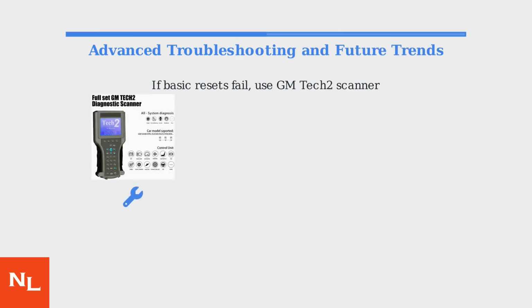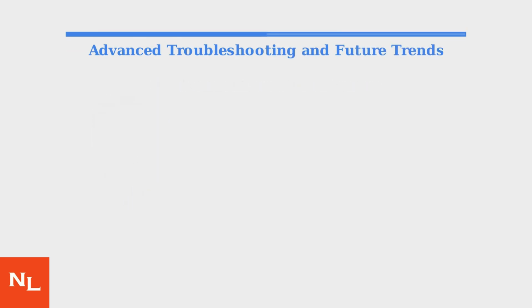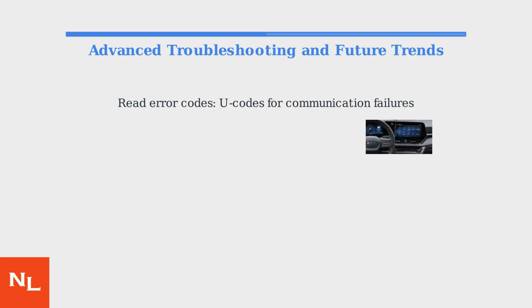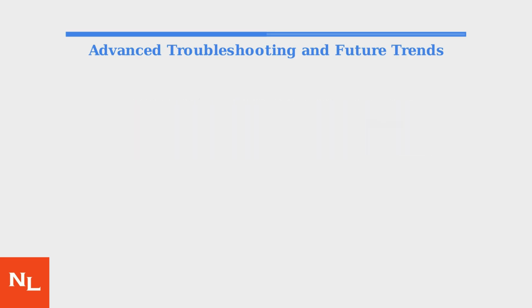When basic resets don't work, advanced troubleshooting is needed. Use a GM Tech 2 scanner to diagnose issues. The scanner reads error codes, with U codes indicating communication failures.